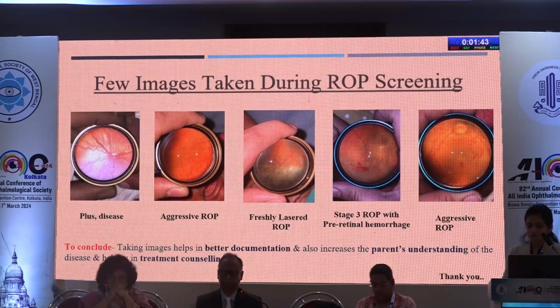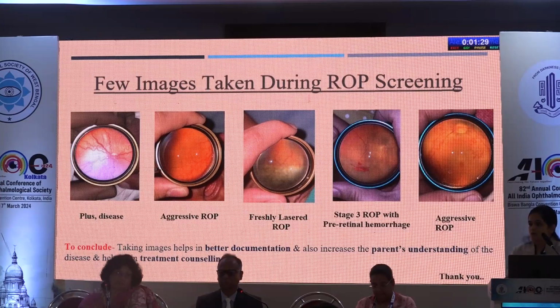So these are a few of the pictures that I've taken, showing plus disease, aggressive ROP, freshly lasered ROP. The second and third are from the same patient. This is stage 3 ROP. This was in stage 3, zone 3. So with the help of an assistant, you can go up to, not extreme periphery, but yes, you can take the junction of zone 2 and zone 3 and aggressive ROP.